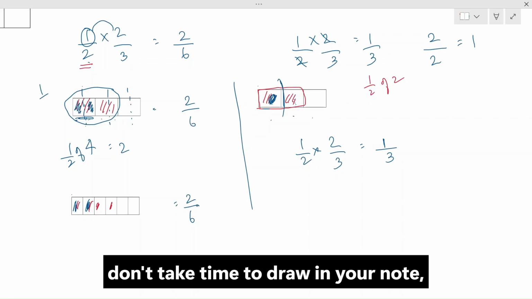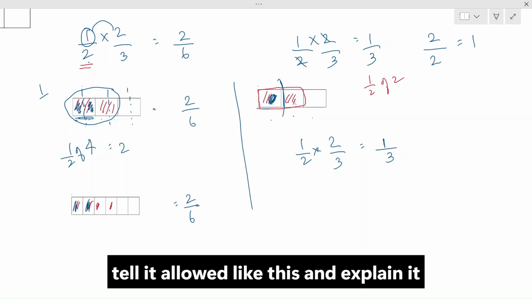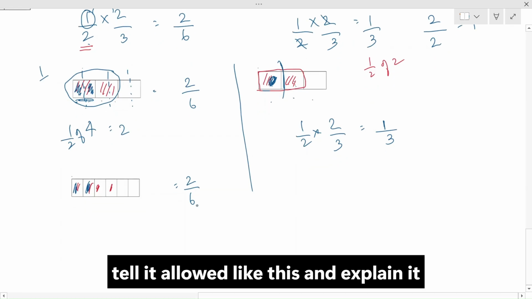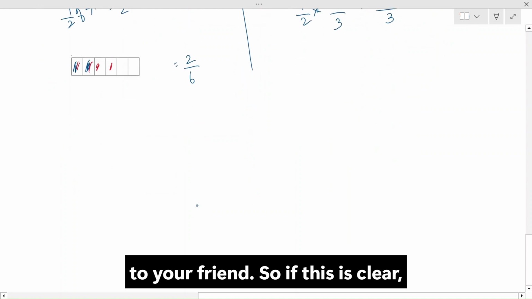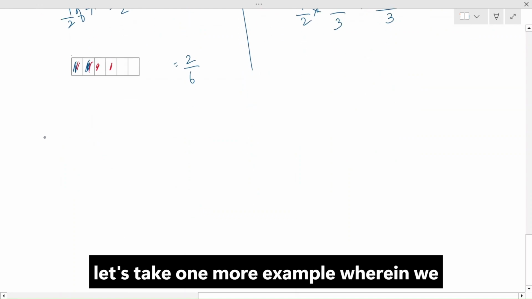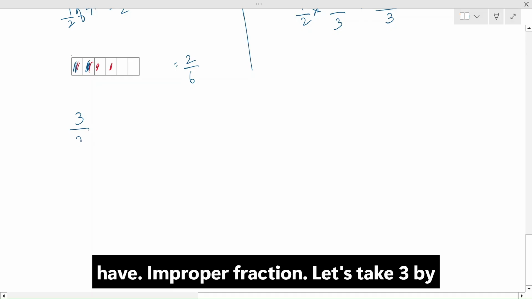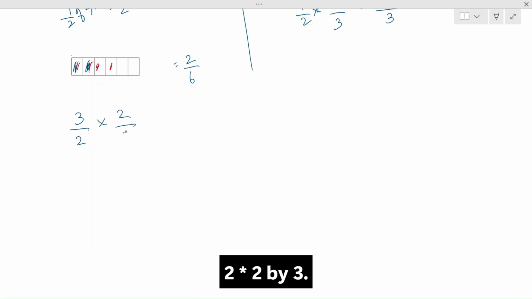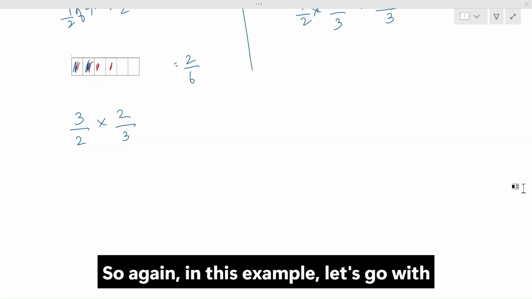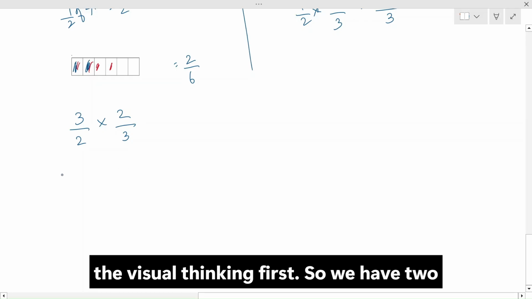So if this is clear, please do take time to draw in your note, tell it aloud like this and explain it to your friend. If this is clear, let's take one more example wherein we have an improper fraction. Let's take 3 by 2 times 2 by 3. So again, in this example, let's go with the visual thinking first.